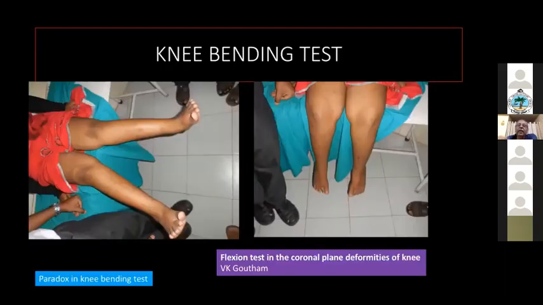Then the knee bending test is important because it helps us in finding out, yes or no, whether it's femoral or tibial. What is the paradox bending test?